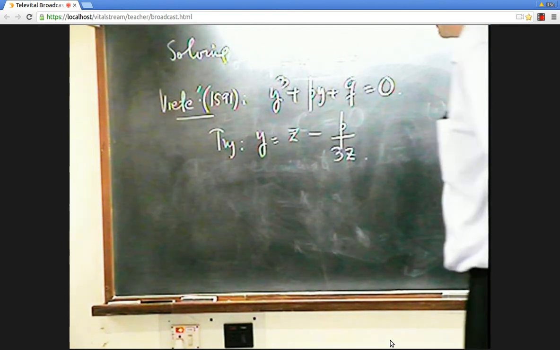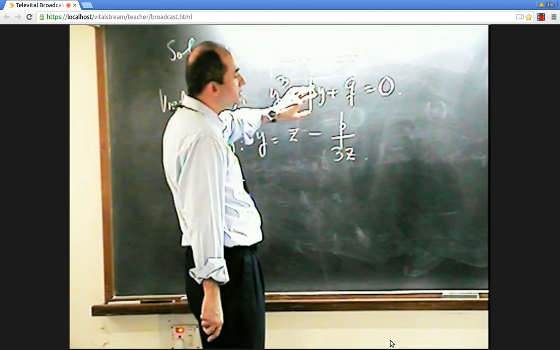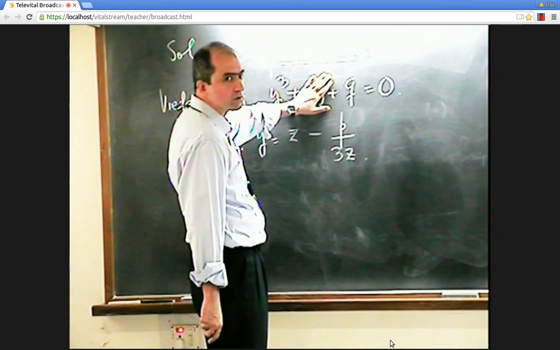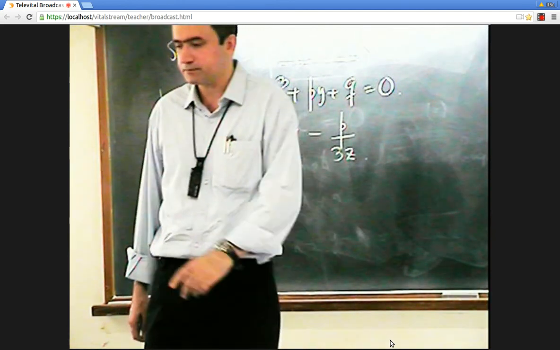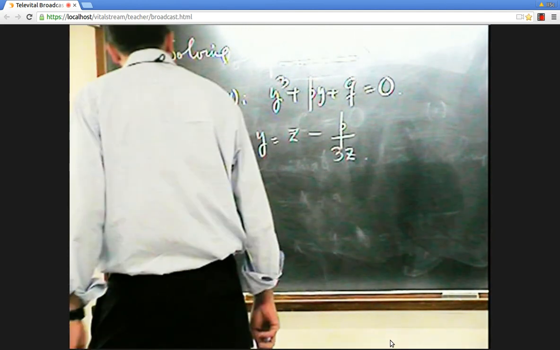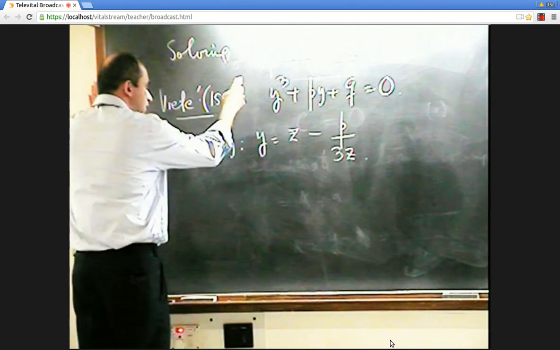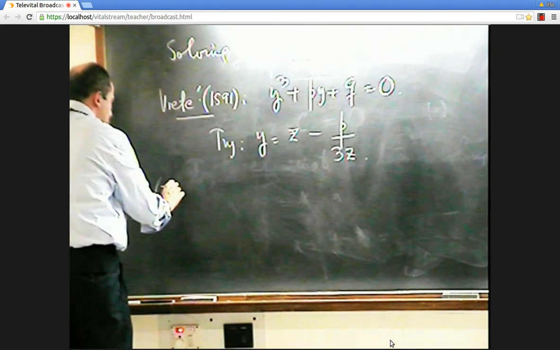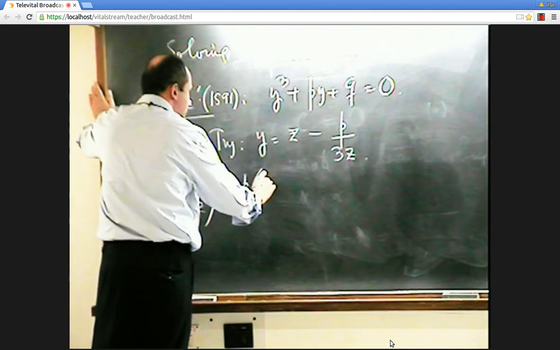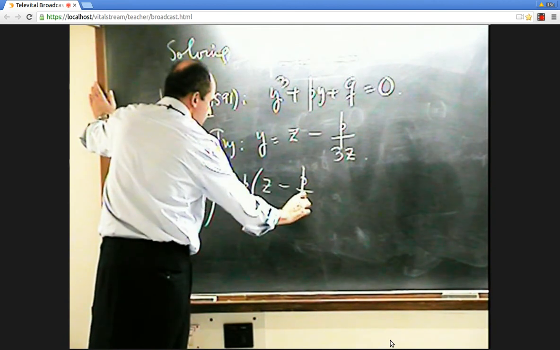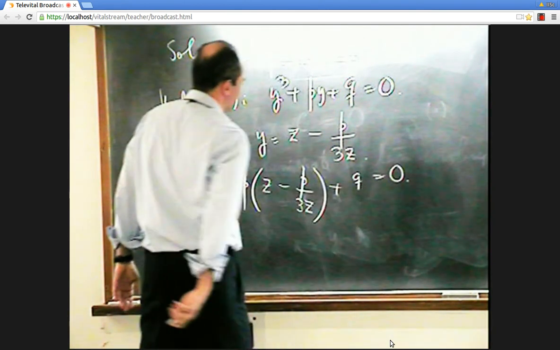Okay. And by the way, just one other remark. If p happens to be 0, there is nothing to be done. I already know the roots needed in that case. Alright, so let's try y equals z minus p by 3z. z is some other unknown. Let's plug this in here. So I get z minus p by 3z cubed plus p times z minus p by 3z plus q equal to 0.